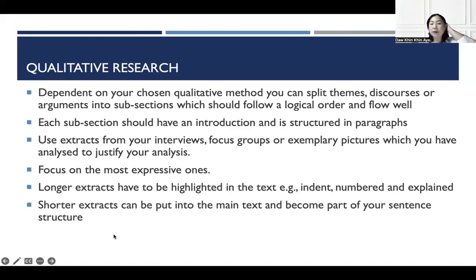Still, you need to have that kind of paragraphing. Use extracts, because if you are using interviews, in order for you to provide evidence, the evidence can be extracts from your interview or focus group, or explanatory pictures which you have analyzed to justify your analysis. But you must remember when you say pictures, right? Let's say when my PhD student conducted his research on parental involvement, he asked the parents to take photos of the kind of aids or anything that they use to help their kids, right?